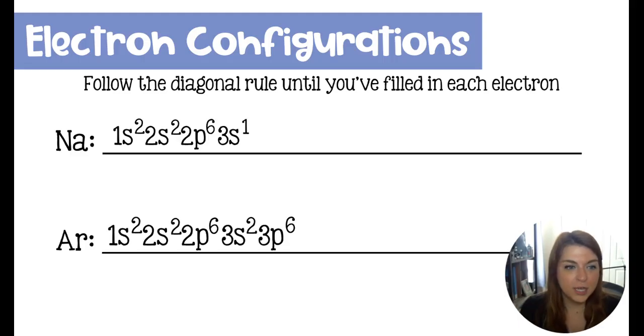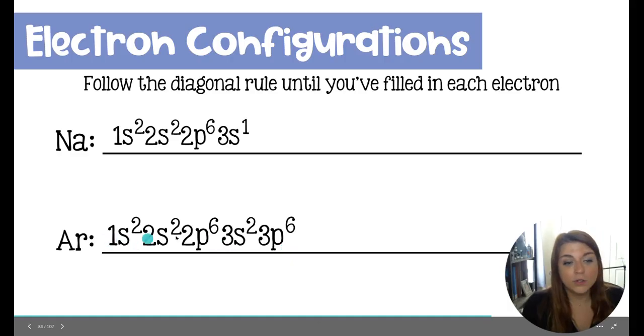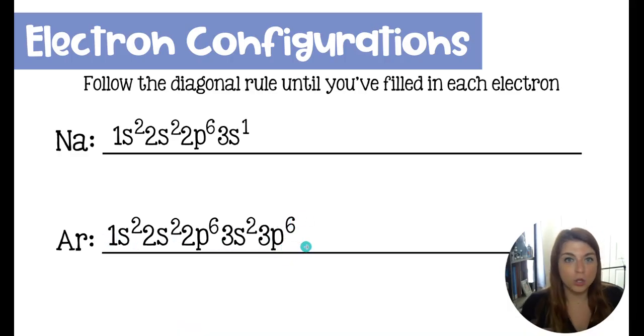Here are the answers for sodium and argon. Remember, we are just running through the diagonal rule. Sodium ends on 3s1, meaning that there is a lone electron in the 3s orbital. It has an ability to hold up to 2 electrons, but we didn't need 2 electrons, so we just put 1 in there. Argon, on the other hand, is a noble gas, so it is going to fill out the p orbital going all the way to 3p6. Argon has 8 valence electrons, which is the sum of this 2 and this 6.